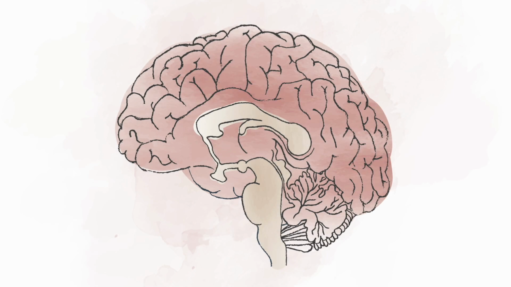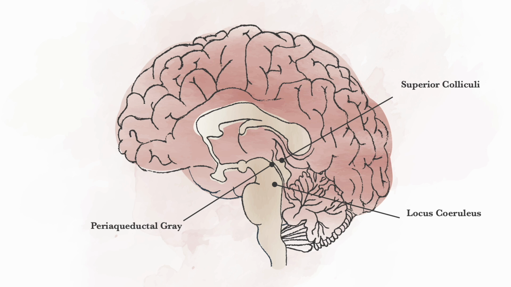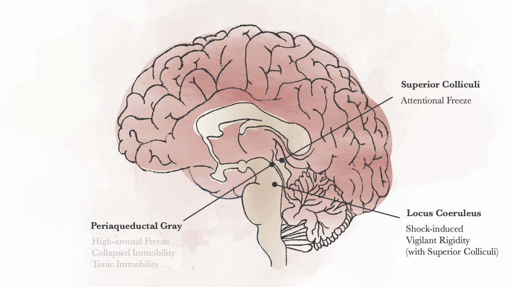To summarise, we have outlined 5 different types of freeze responses, each with different brainstem structure activation. Attentional freeze, mediated by the superior colliculi. Vigilant rigidity, initially energized by the shock response from the locus coeruleus. And finally, there are 3 types of freeze associated with periaqueductal grey activation. High arousal freeze with defenses placed on hold, collapsed immobility with loss of body tonicity, and tonic immobility, where both of these active and passive elements are present.